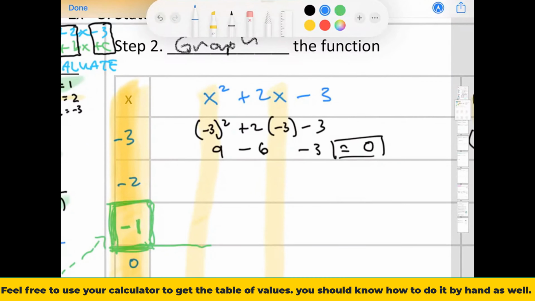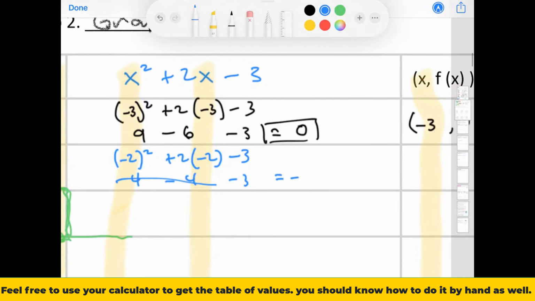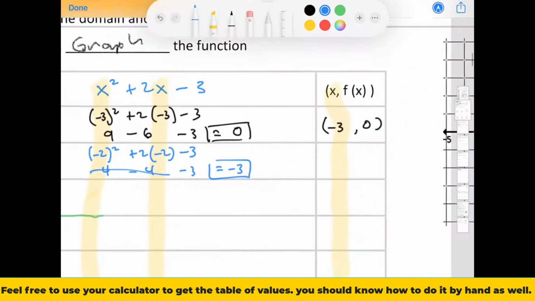Okay, let's do the next one. We said that every x value now is going to be what? What does it say over here? It says negative 2. So let's go ahead and substitute in negative 2. And we're basically just doing 5 mini problems like we did in the warm-up. Negative 2 squared is negative 2 times negative 2, which is 4, minus 4, minus 3. 4 minus 4 is 0, so you're left with just negative 3.